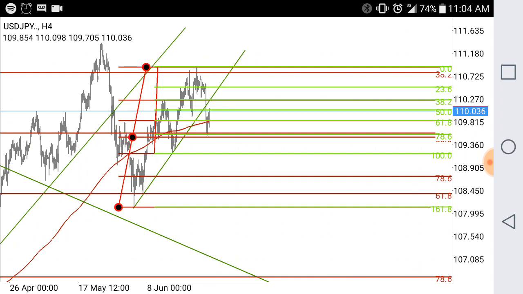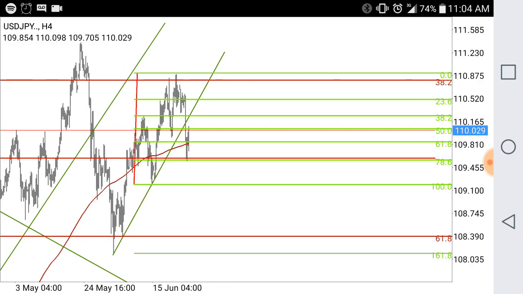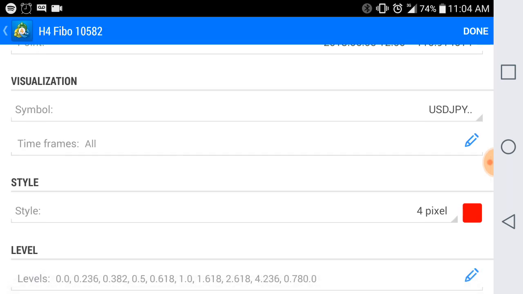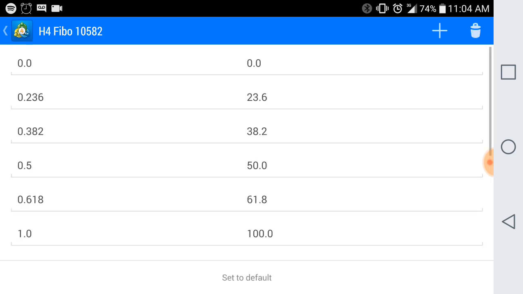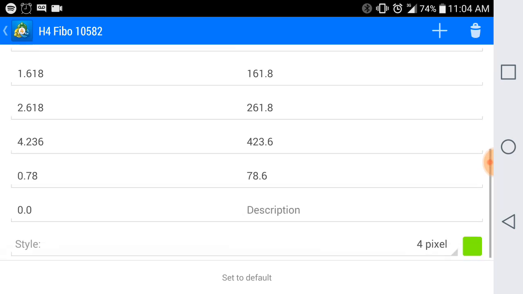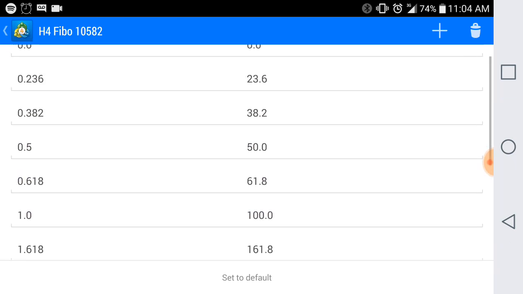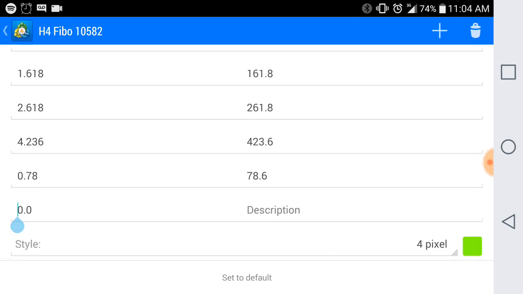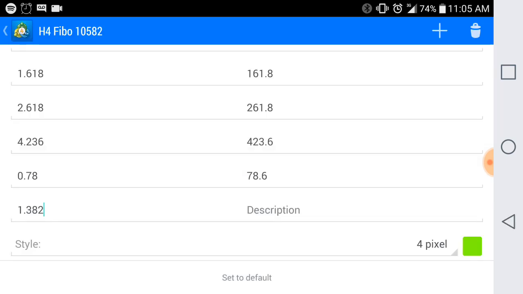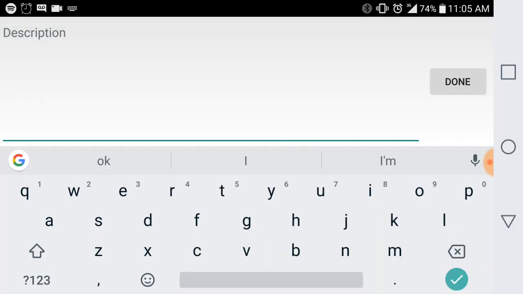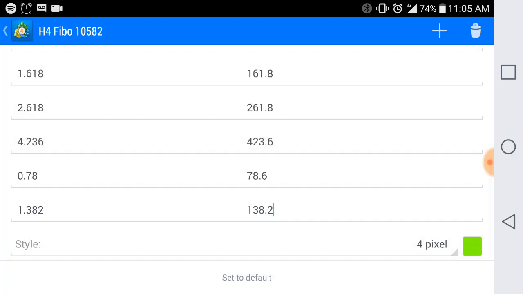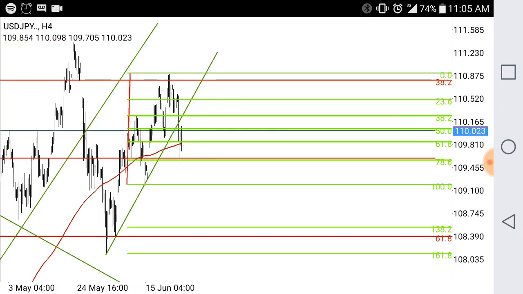Okay, let me go ahead and get rid of these other ones to make it less confusing. I'm going to add 138.2 to here. Let's go to levels. Yeah, 138.2 isn't on here, is it? No, sure isn't. So let's put in 1.382, 138.2. Hit done. Alright, so there's our take profit.